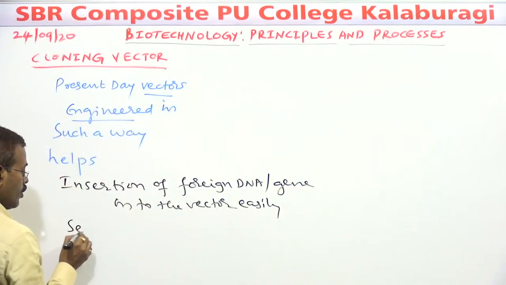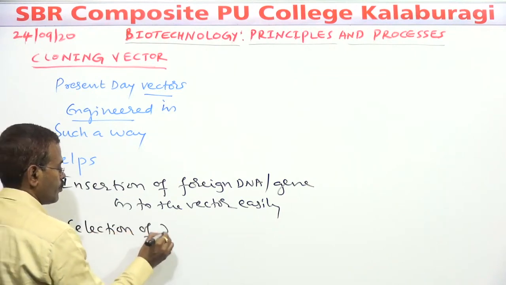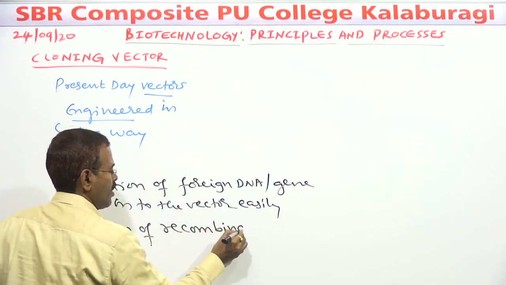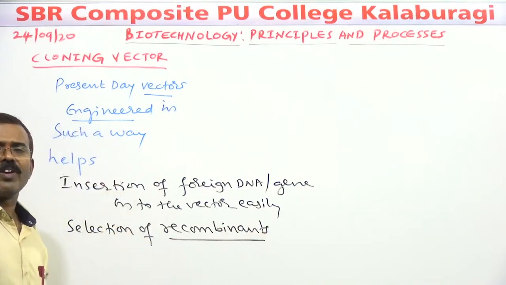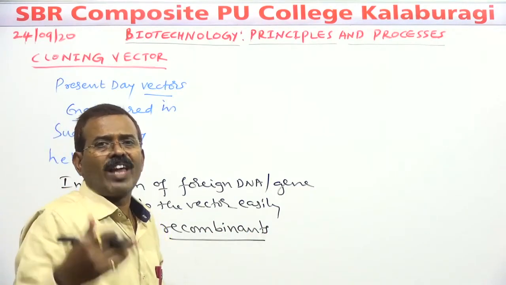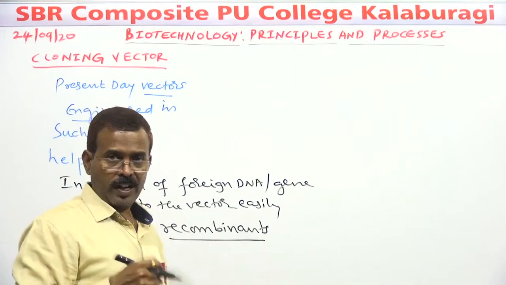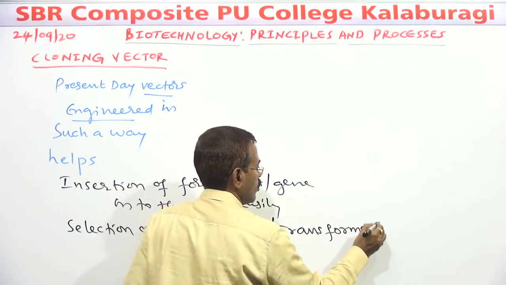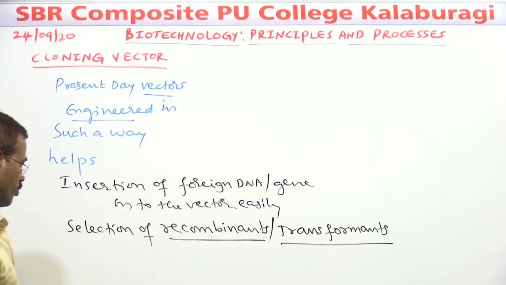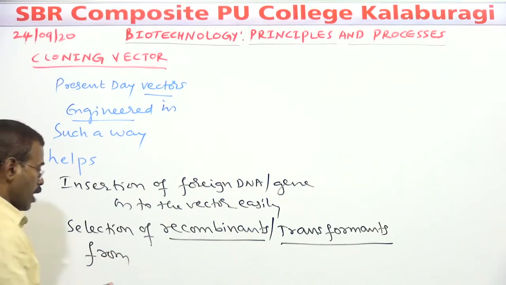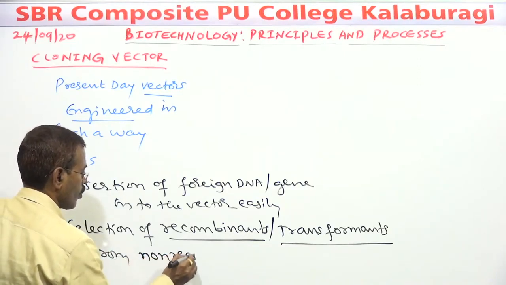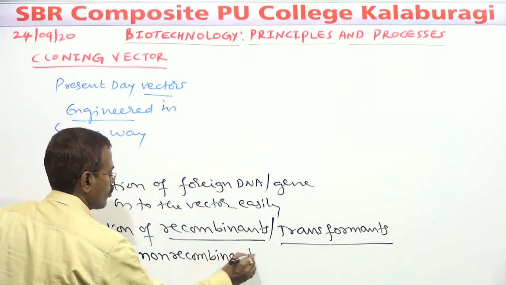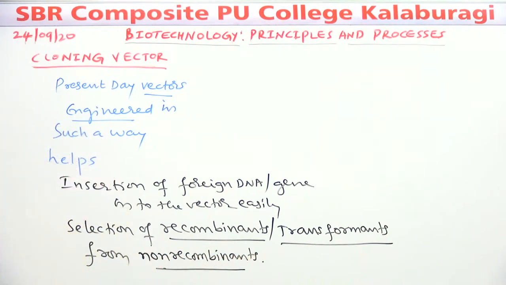Then another is selection of recombinants. Recombinants means the host cell which has a foreign DNA in it. Recombinants, or you can use another term, transformants. Selection of transformants from non-recombinants. So these 2 points you have to remember.